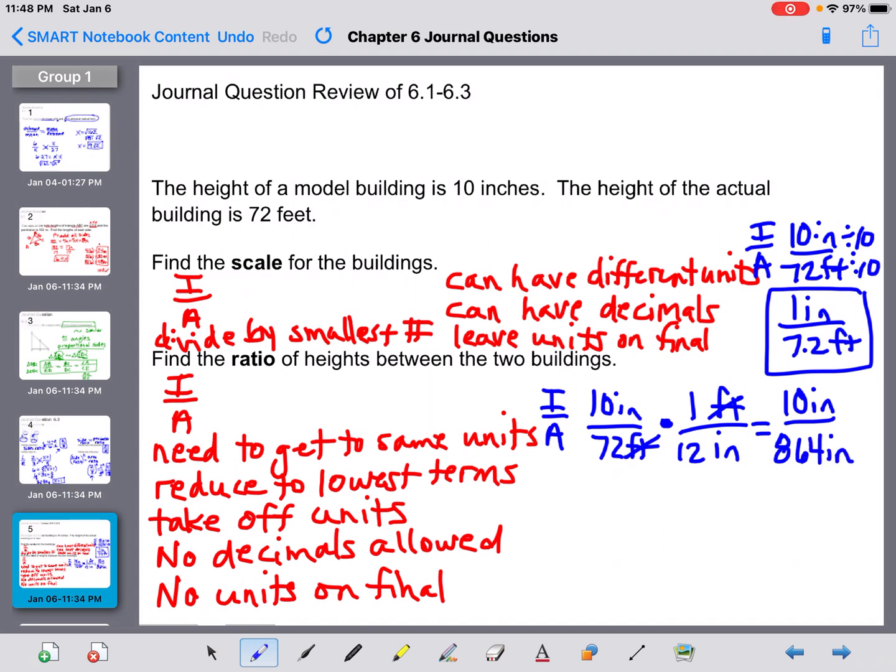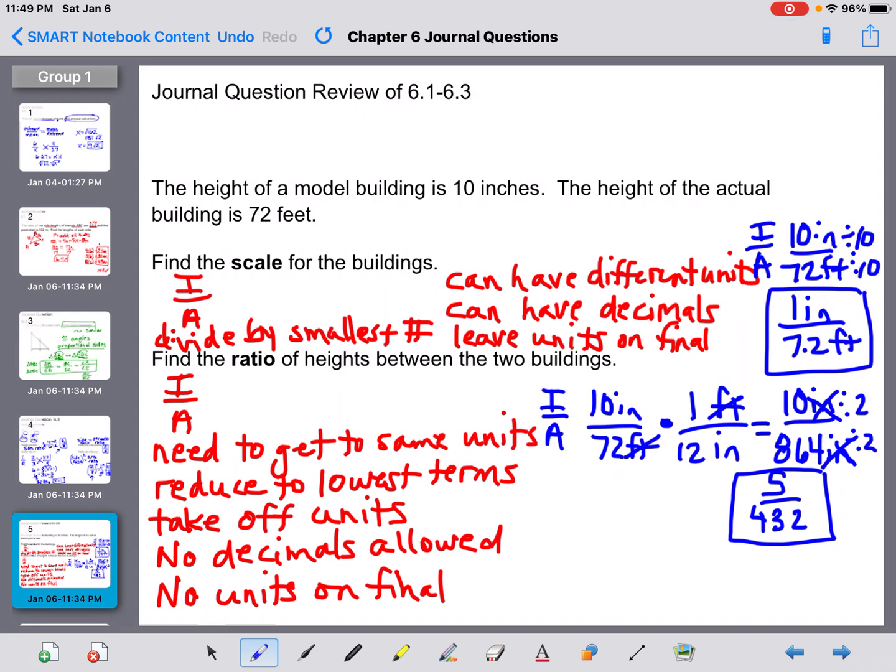Now I'm in the same units. So I'm going to reduce to lowest terms. Well, it looks like they're both even. So if I divide by 2, I'm going to get 5 over 864 divided by 2 is 432. Well, 5 only gets divided by 5, and it definitely is not going to go into 432. So I believe I'm done. I cross off my inches, so they're gone, and I'm good. I took off the units. I don't have decimals, and there's no units on my final.